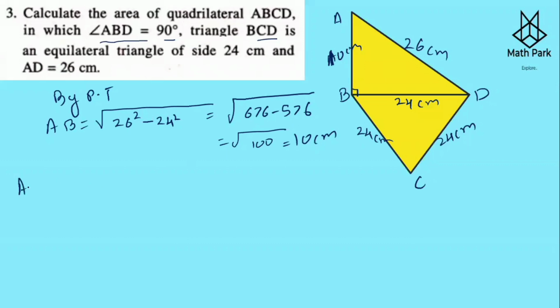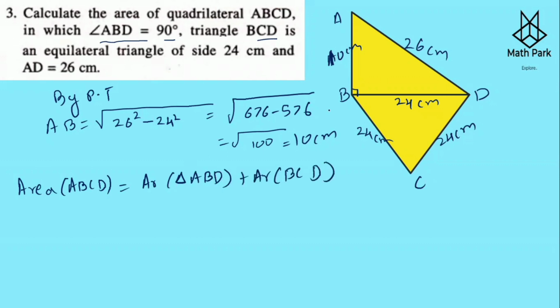So area of quadrilateral ABCD is equal to area of triangle ABD plus area of triangle BCD. Now, ABD is a right triangle wherein BD is a base and AB is a height. So this is half base, that is 24, into height, which is 10, plus BCD is an equilateral triangle, which is root 3 by 4 side square, where side is 24.